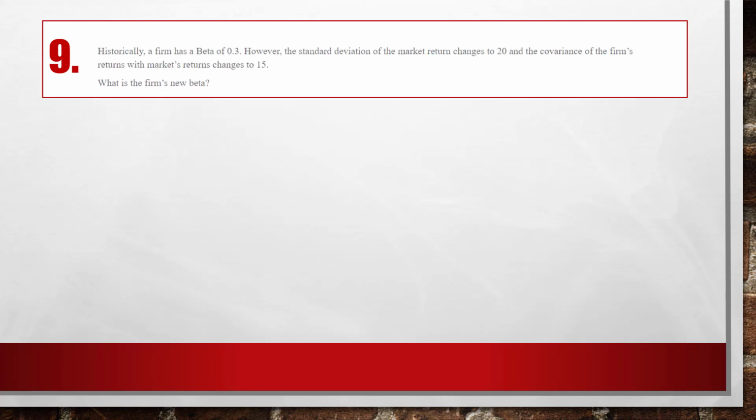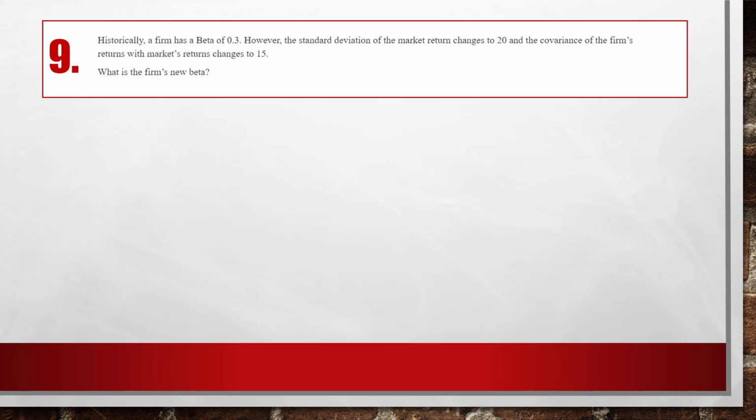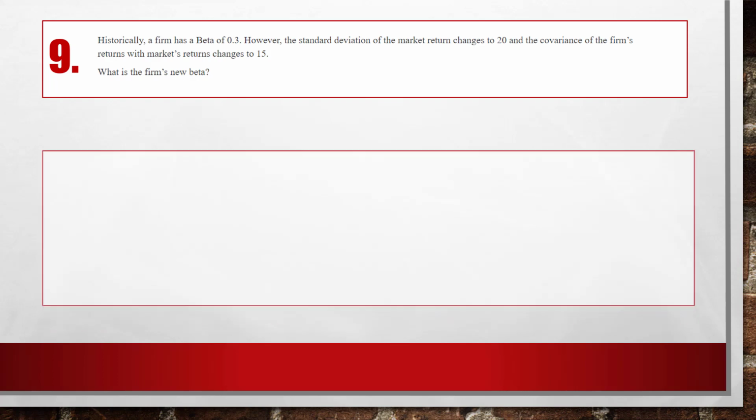Next, problem number 9. Historically, a firm has a beta of 0.3. However, the variance of the market return changed to 20, and the covariance of the firm's returns with market returns changes to 15. What is the firm's new beta?